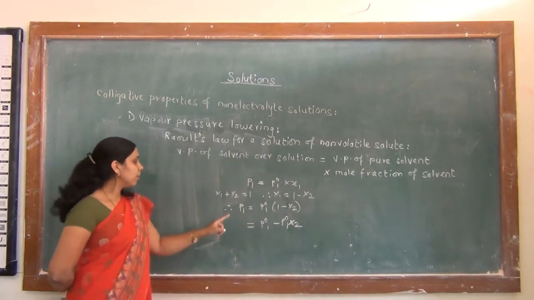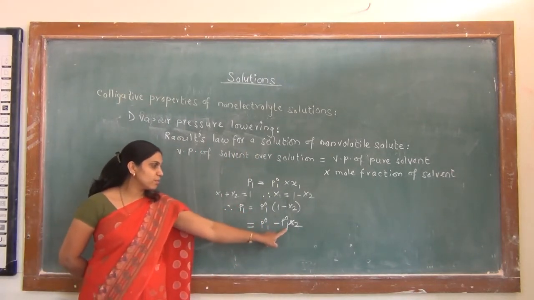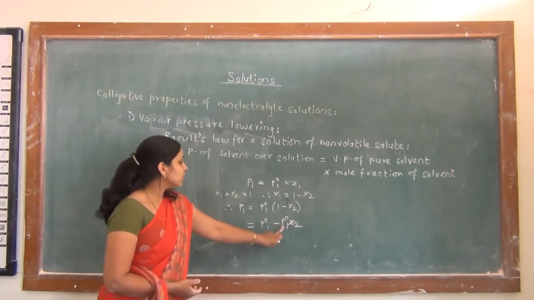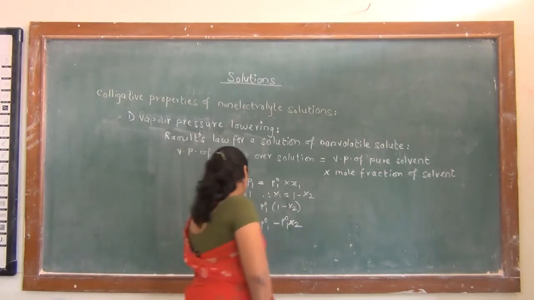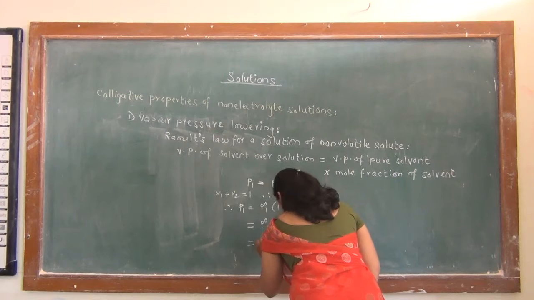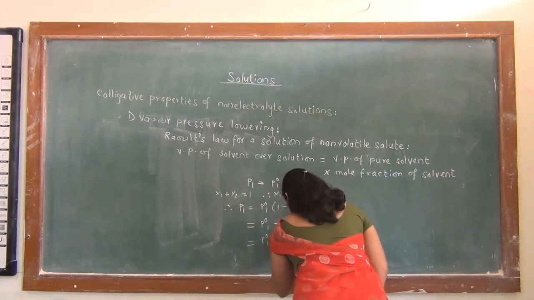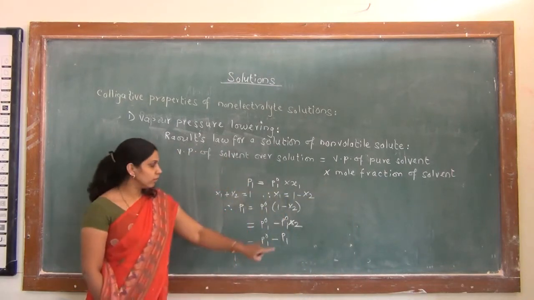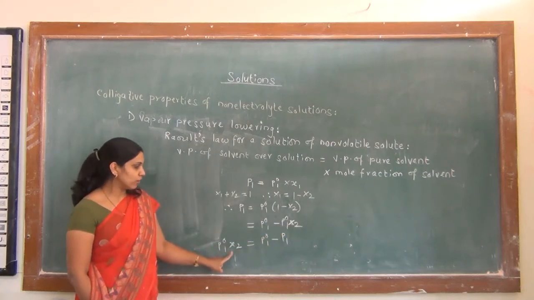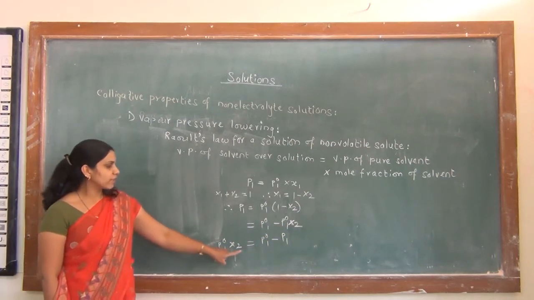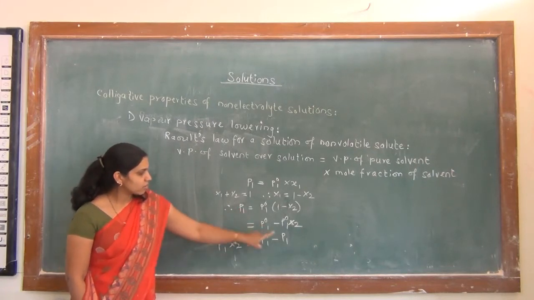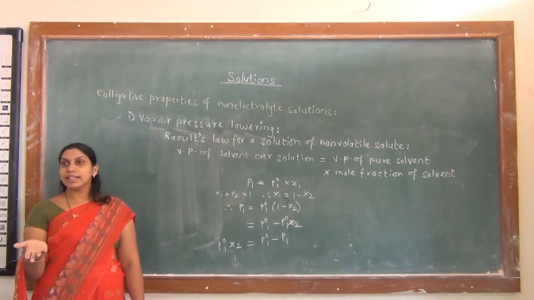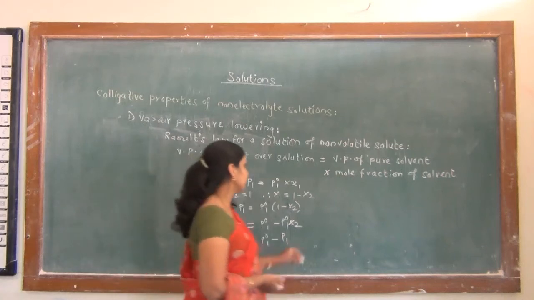So what we get is P1 is equal to P01 minus P01 x2. We will rearrange the equation so that this P01 becomes positive. See what I have done? This term P01 x2 I have taken to the left side, so it becomes positive. P01 x2 is equal to P01 minus this P1. But you know that P01 minus P1 is nothing but the delta P. Delta P is vapor pressure lowering.